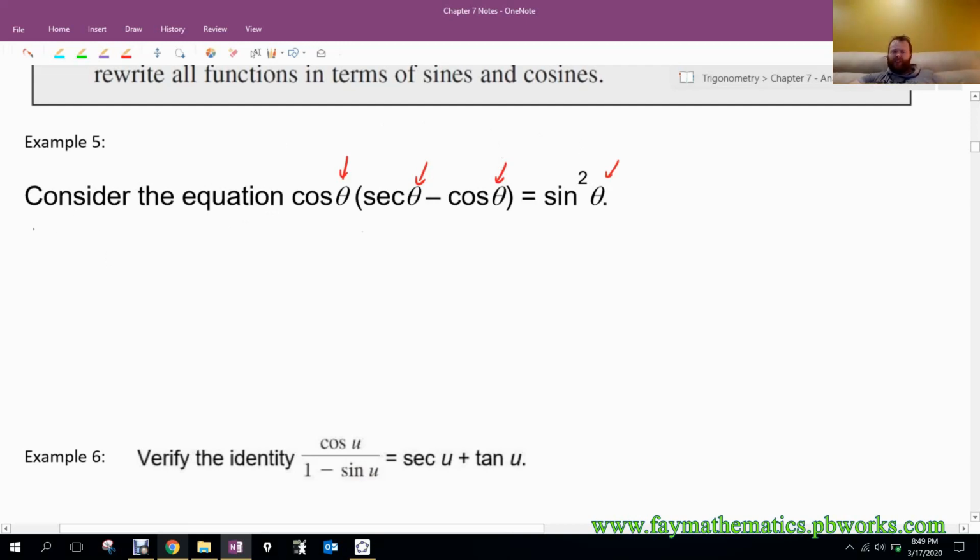So what I'm going to do, this is just the notation that you're going to see most of the time. You'll see people write LHS, which stands for left-hand side, and I'm going to say that it is equal to cosine of theta times secant of theta minus cosine of theta. Okay? In this situation, I want to put everything in terms of cosine and sine. So I'm going to rewrite this as cosine theta times now 1 over cosine theta minus then cosine theta.